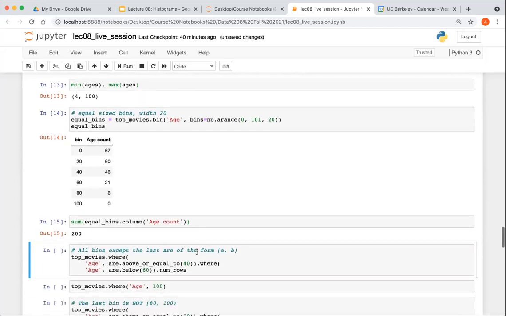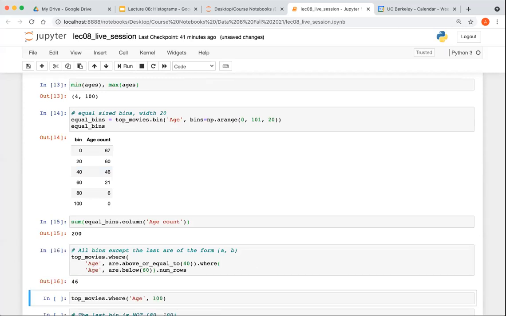Okay, all right. So all the bins except the last one are of the form I include the left, but I do not include the right. So I'm going to look at 40 to 60, and I'm going to count how many movies were in that range. I'm just going to do a where and then a num rows. Where the ages are above or equal to 40, and then within that table where the ages are below 60, strictly below 60, and we have 46. That is exactly what is happening here.